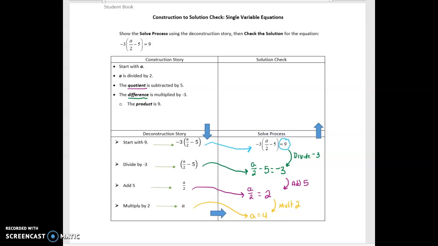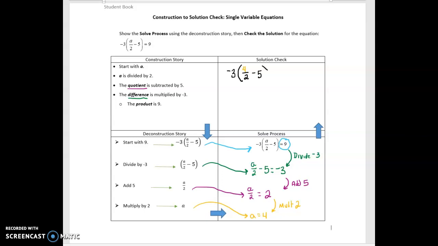Now we're going to check our solution. What we're going to do is start with a. We're going to see what a was valued. We're going to plug in, or evaluate, this expression for a equal to 4 and find out if this expression is worth 9. So I'm going to take my -3 and substitute my value for a. I know that a we think to be is 4. So now we're checking our work. Everything else stays the same.